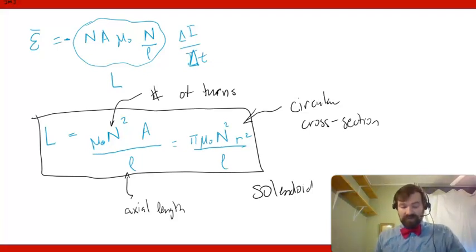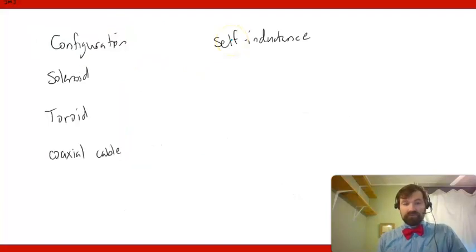Now I'm not going to derive the equation for the coaxial cable or for the toroid. Those usually involve a bit of calculus. However, we will supply the result for both. All right, so 3 configurations. What's the self-inductance for each?